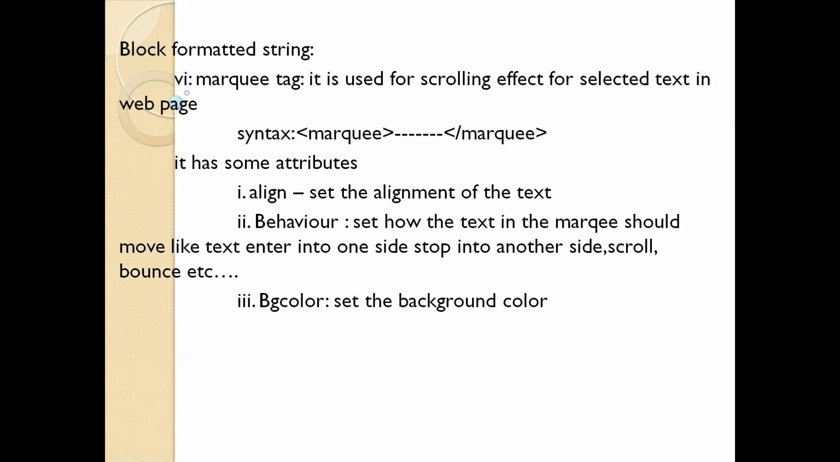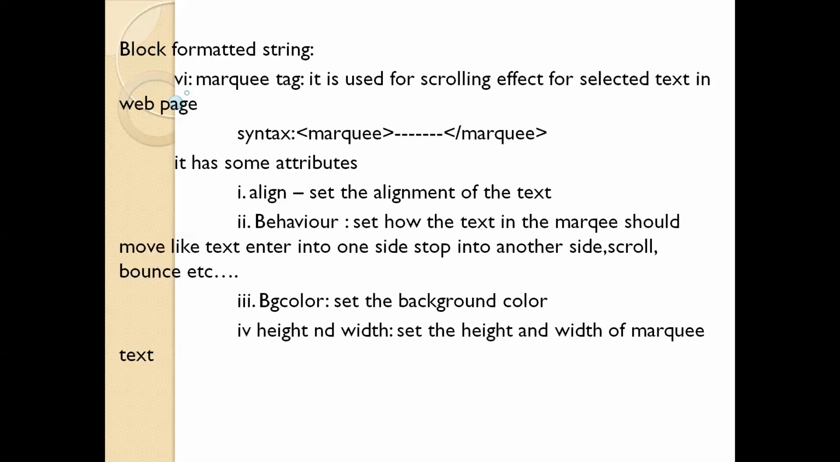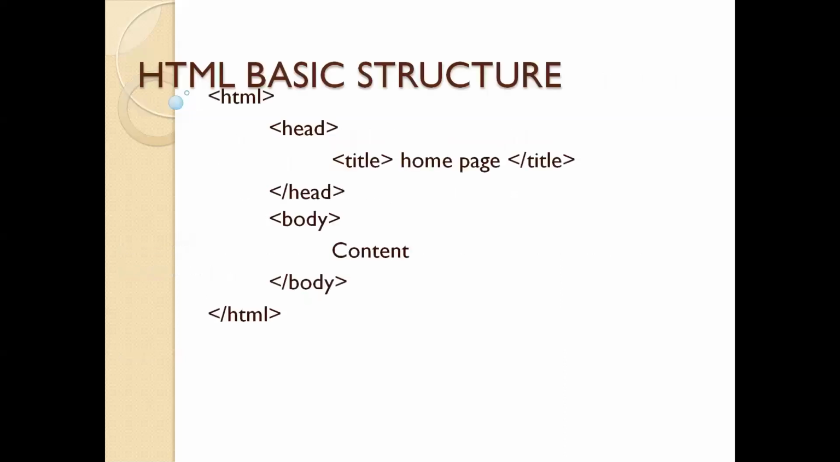Background color. It will set some background color behind the text which is scrolling. For example, if you are watching a news channel, some text will be scrolled on a red background. Some text will scroll with a white background. So that background can be applied by using the attribute called bgcolor. And then height and width. The height and width of the text can also be set by using the height and width attributes. By default, there will be some height and width. If we want to change the height and width of the marquee text, then we have to use the height attribute and width attribute.